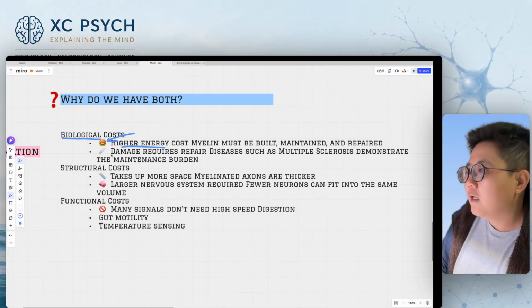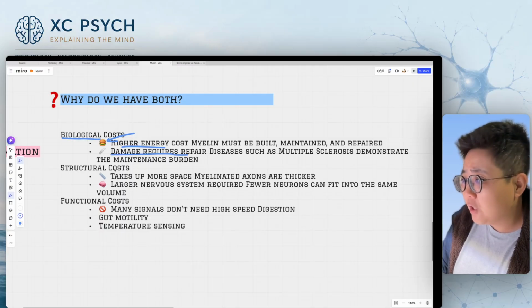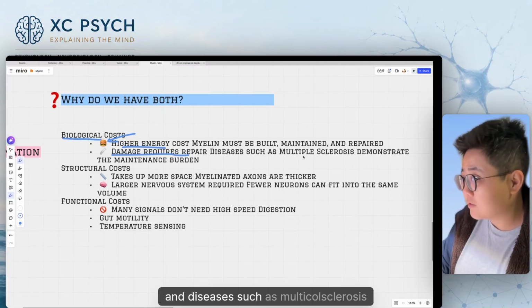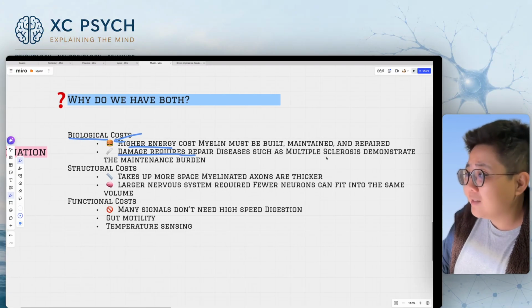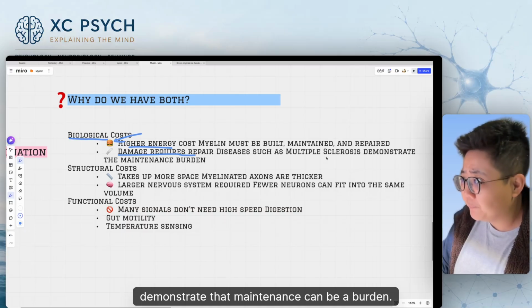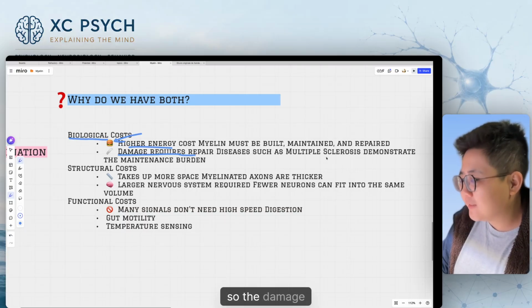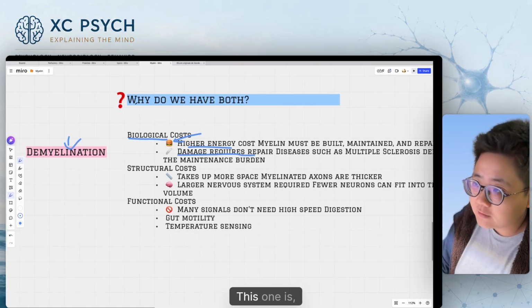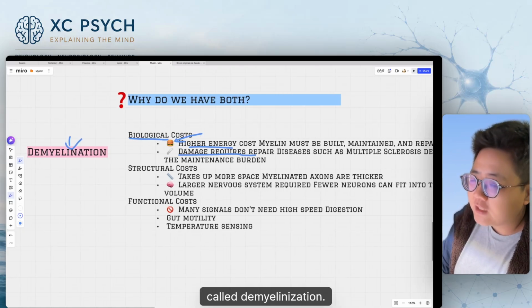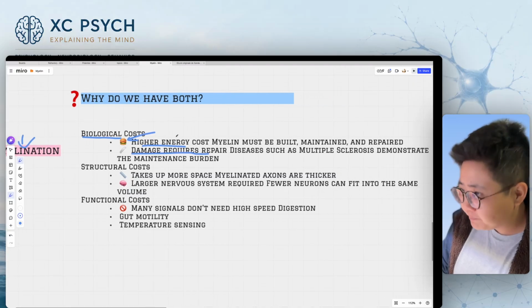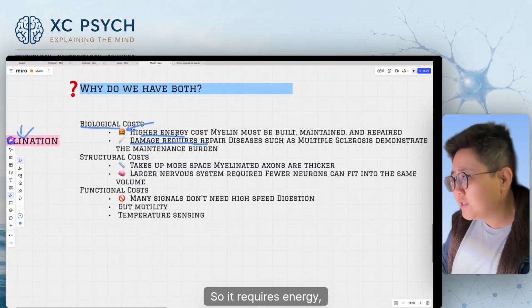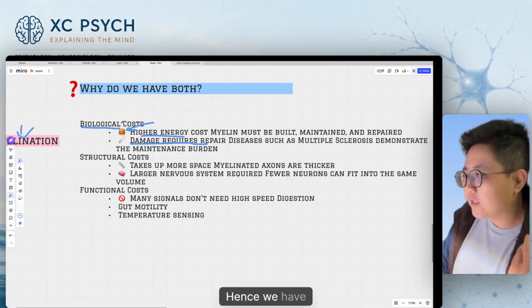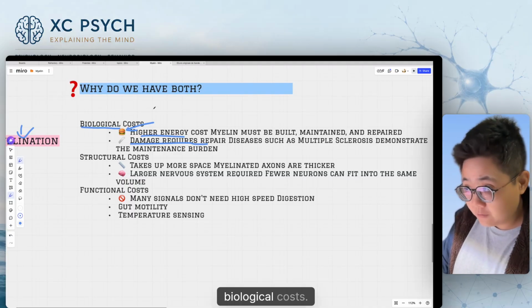And hence, if your myelin sheaths are damaged, it requires repair, and diseases such as multiple sclerosis demonstrate that maintenance can be a burden. The damage to myelin sheaths has a proper term. It's called demyelination. And so it requires energy, constant maintenance, building, and repair. Hence, we have high biological costs.